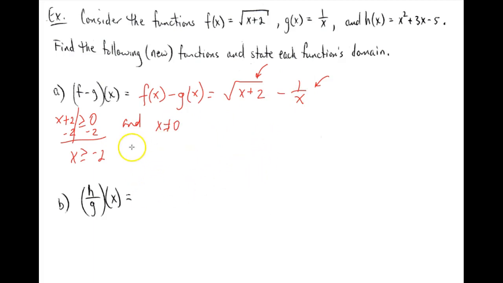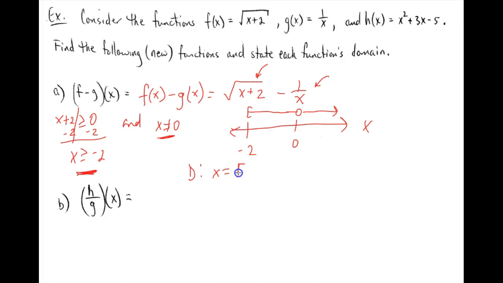Okay, so now we have a situation where we have to meet this condition and that one at the same time. If we were to draw this on a number line, it would look something like this. We would start at -2 with a bracket and keep on going. But when we got to 0, we would have to skip that number and then keep on going for our x values. If we write that in interval notation, our domain would be values of x starting from -2, going all the way to 0 but skipping 0, and then moving on to infinity.